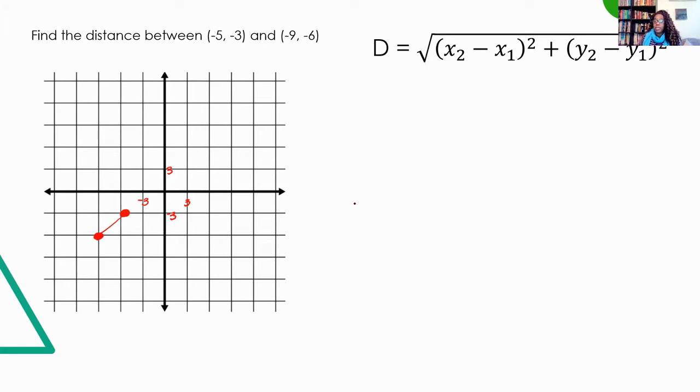So let's use the distance formula. Since -5, -3, that's my first point, so that's my x1 and my y1. Since -9 and -6 is my second point, that's my x2 and my y2. So now all we're doing is plugging it into the formula. So we have our d, and we got our equals. We're going to rewrite our radical. So then all we're going to do is plug in my difference of my x's squared and my difference of my y's squared.